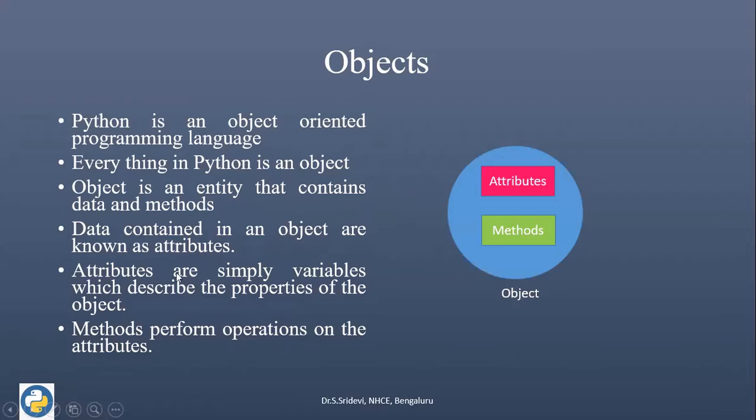These attributes simply describe the properties of the object. By using the methods, we can perform various operations on the attributes. So if we consider an object, it consists of two things: one is attributes and the other is methods.